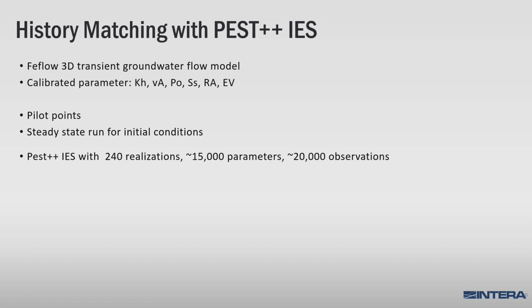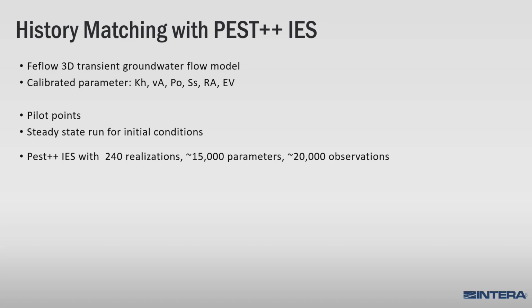Based on this conceptual model, we built a 3D transient groundwater flow model with FEFLOW and calibrated it with PEST++ IES. Calibrated parameters were hydraulic conductivity, vertical anisotropy, porosity, storage, and for recharge, a multiplier on rainfall, and evaporation as an outflow term. We started with zone calibration with PEST GLM and used the results as initial conditions for the IES calibration, which was performed with pilot points.